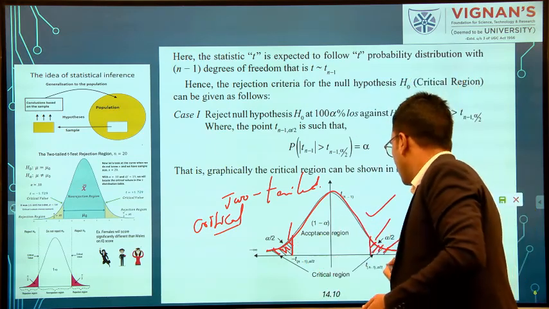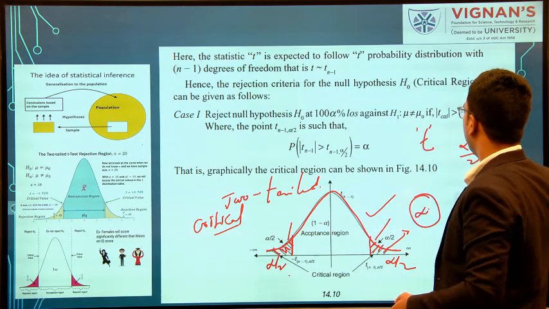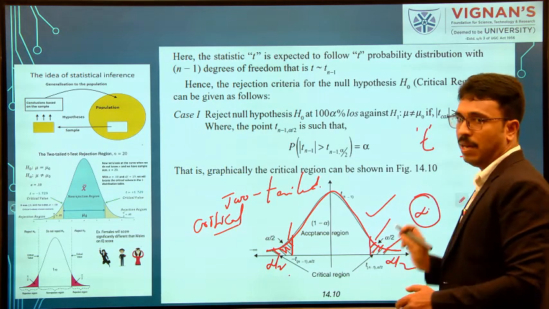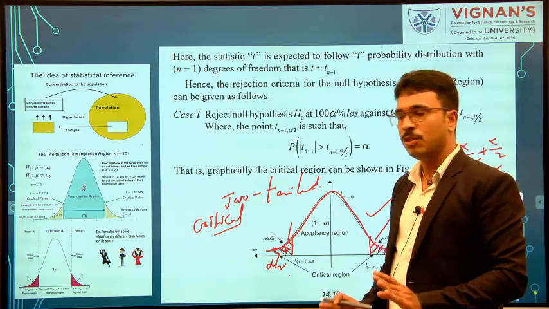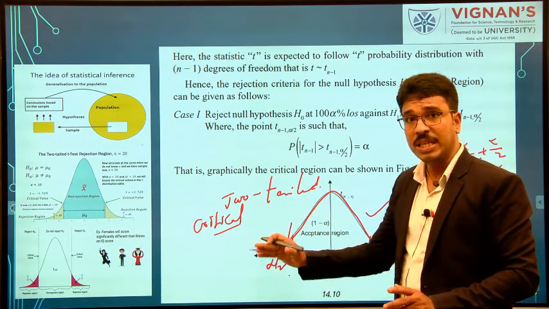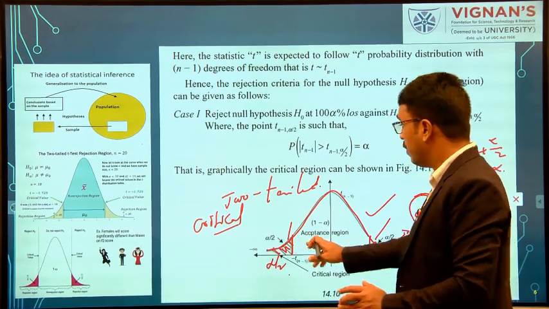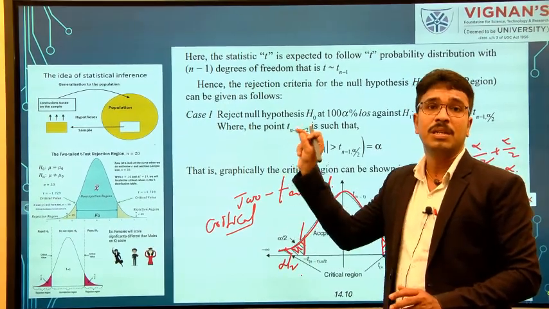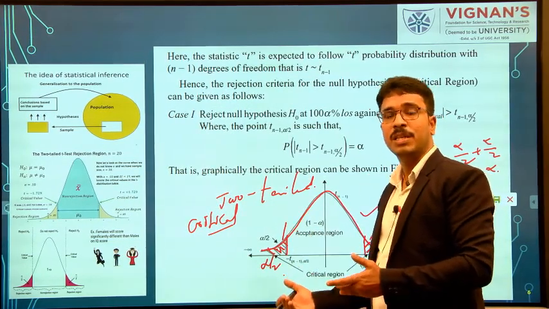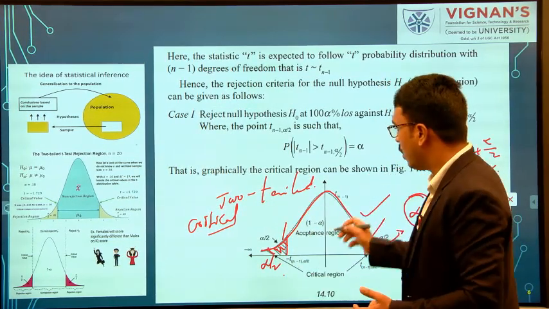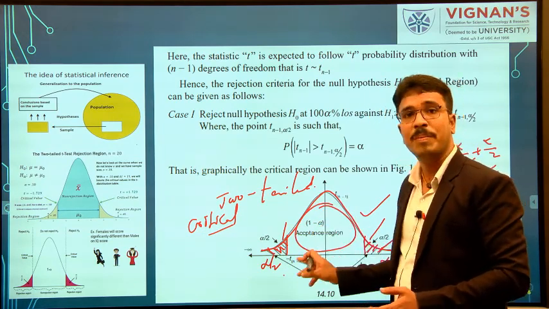That is why what we are doing is, this is alpha by 2 and this is alpha by 2. If you add alpha by 2 and alpha by 2, what are we getting? We are getting alpha only. That means we are just dividing this alpha. Understand? So, if the statistic t falls under this critical region, we are going to reject our null hypothesis. If you are rejecting your null hypothesis, obviously you are accepting your alternative hypothesis. And this acceptance region is nothing but 1 minus alpha.